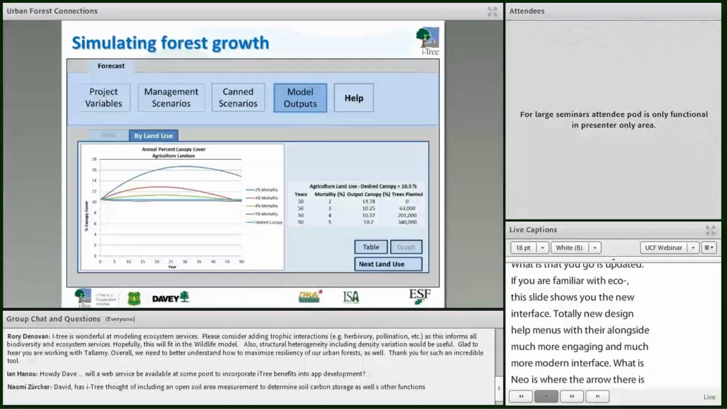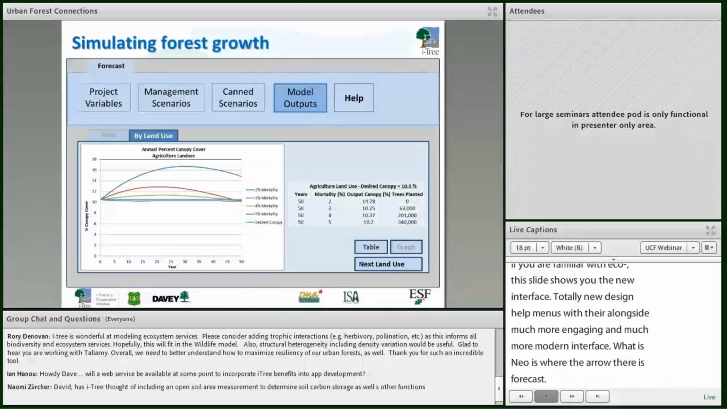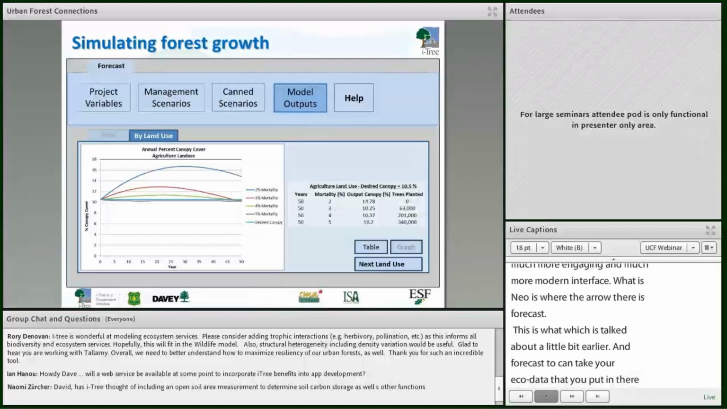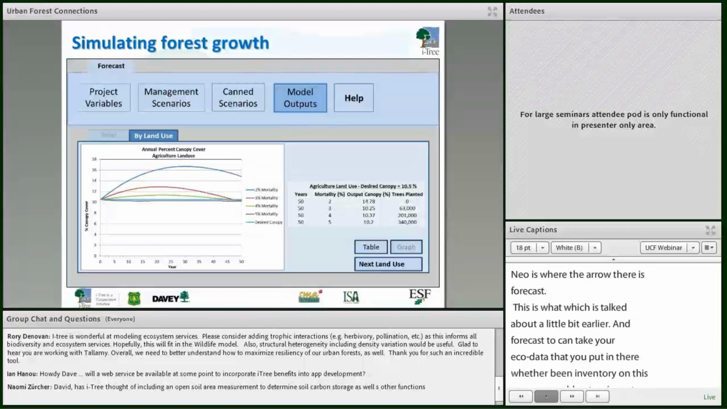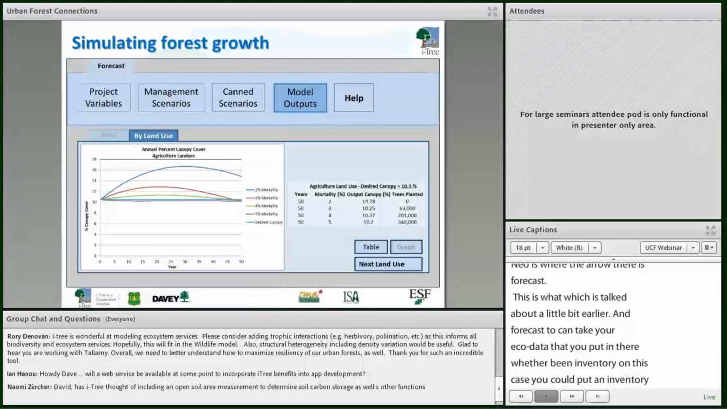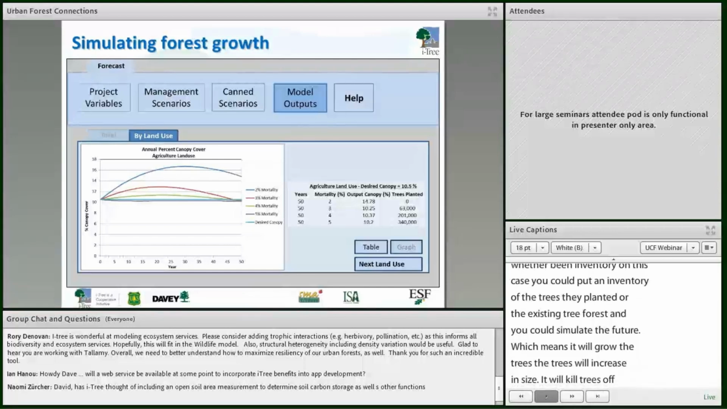In forecast, you can take your ECO data that you put in there, whether it be an inventory, in this case, you could put an inventory of just the trees you planted or your existing tree forest, and you can simulate the future, which means it'll grow the trees, so the trees will increase in size. It'll kill trees off based on a mortality rate that you will assign. Excuse me, there will be default mortality rates. And you can also plant trees. And so it's up to you. It's basically a population simulator based on those three factors.